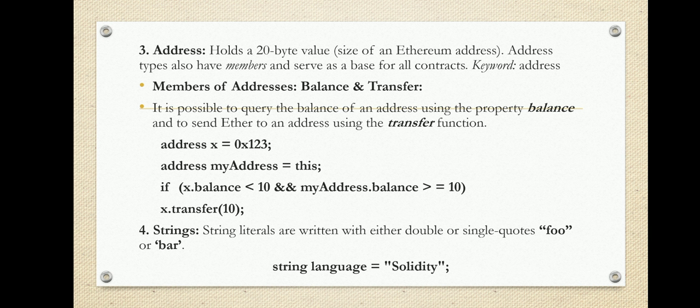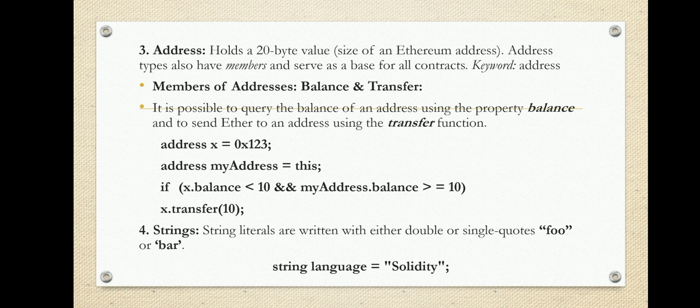In the next slide you can see the address. Address is a data type in Solidity programming. The keyword we use to represent the address data type is address. Here address holds a 20-byte value, which is the size of an Ethereum address. Address types have members and serve as a base for all contracts. Now we can see the members of address. We have two members in the address data type: balance and transfer.